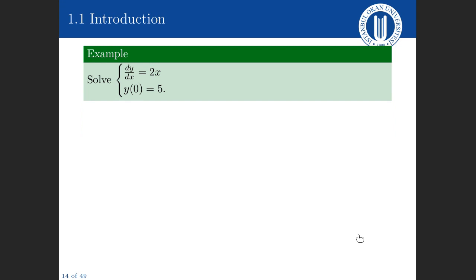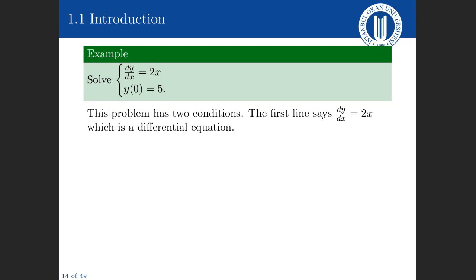Another problem. Solve dy/dx = 2x and y(0) = 5. In this problem, we have two conditions. The first line is our differential equation, dy/dx = 2x. We looked at this in the previous example. But now we have another condition.